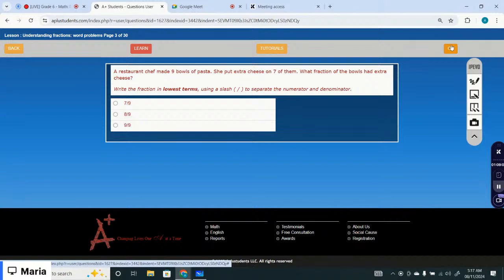That is 7 over 9, right? The total bowls are 9 and 7 of them have cheese, so that would be 7 out of 9. Option number 1 is the correct option.